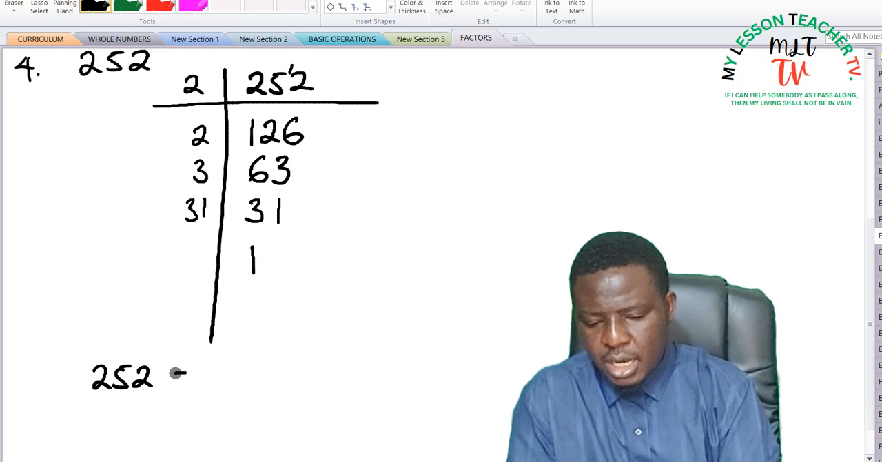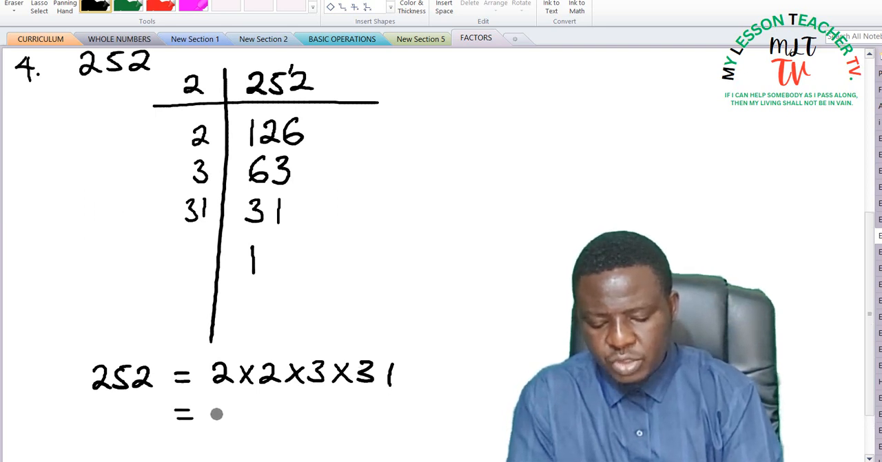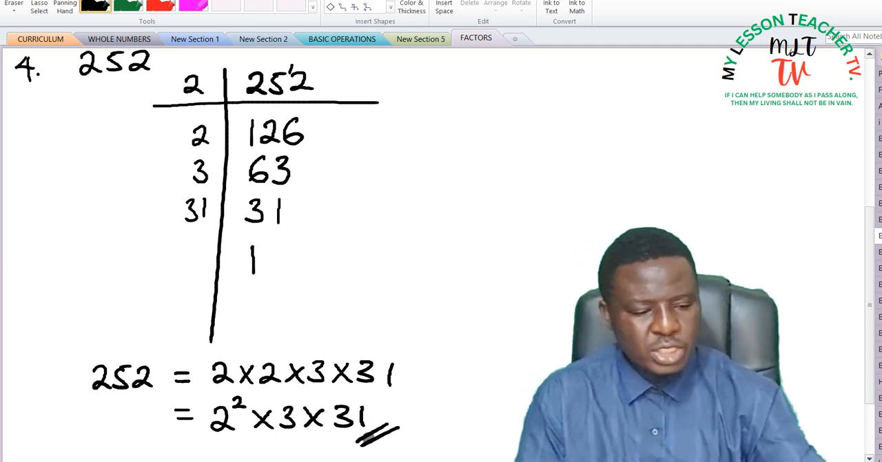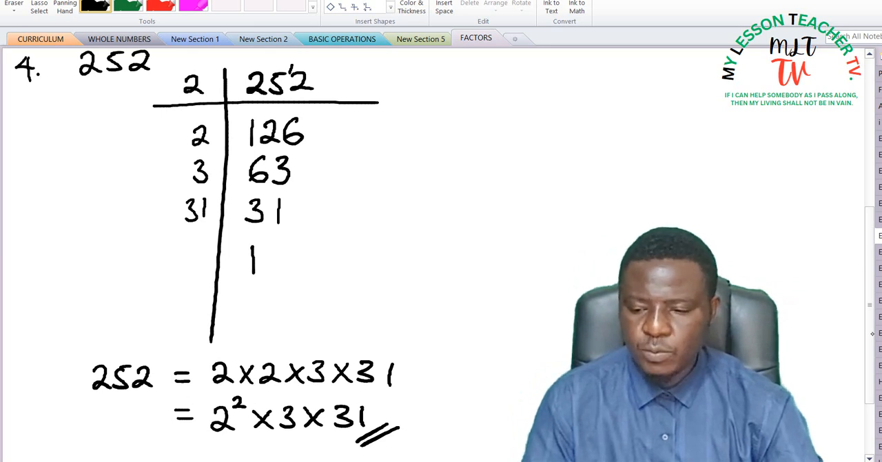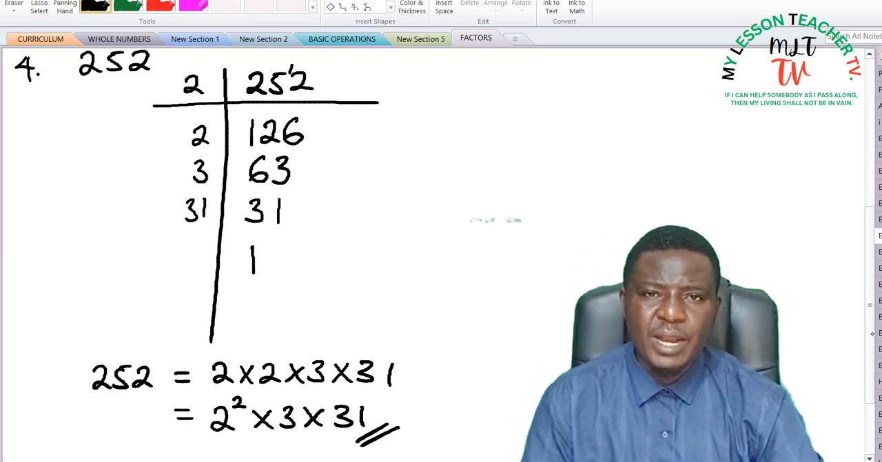So that 252 can be expressed as 2 times 2 times 3 times 31, which in index form is written as 2 raised to the power of 2 times 3 times 31. So this is how you express 252 as a product of its prime factors in index form.